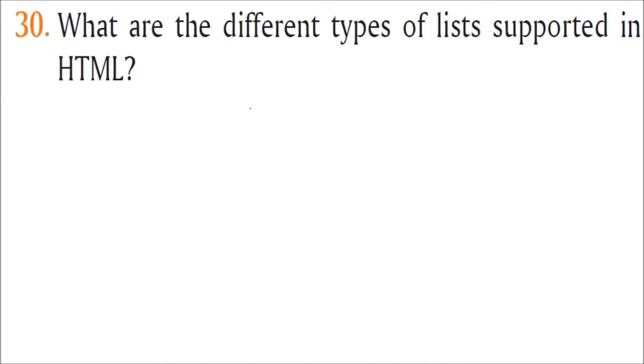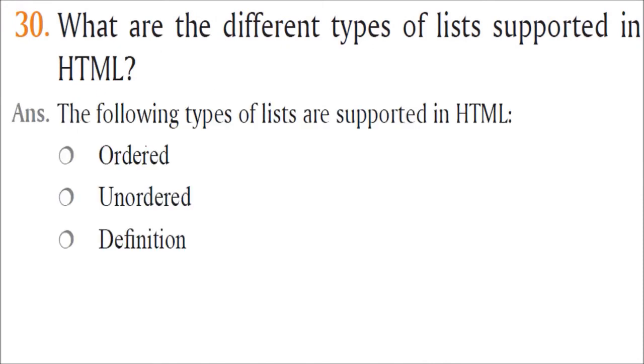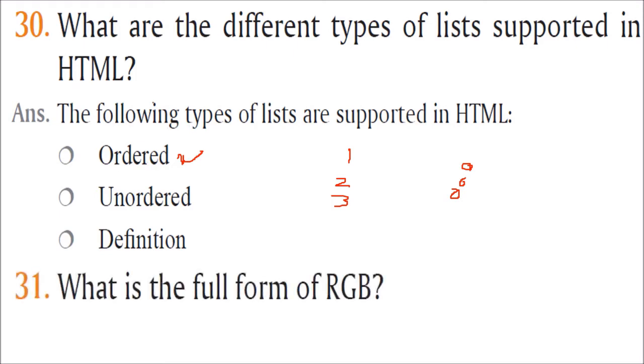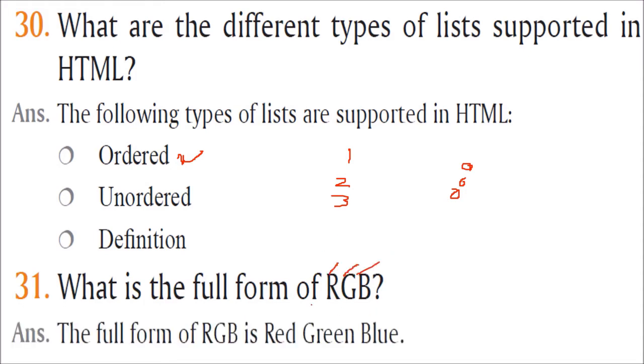What are the different types of lists supported in HTML? We have unordered, ordered, and definition. So ordered means we have numbers like 1, 2, 3 will come. Unordered means some bullet will come or any type you give. Then definition. These are three types of lists supported in HTML. What is the full form of RGB? This stands for color: red, green, and blue. So the full form is red, green, and blue.